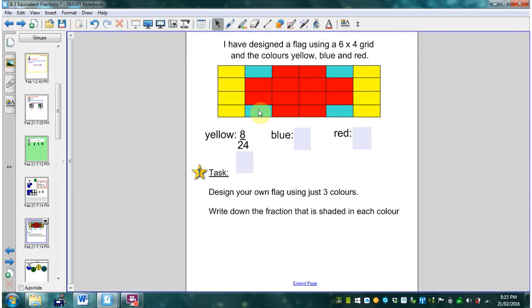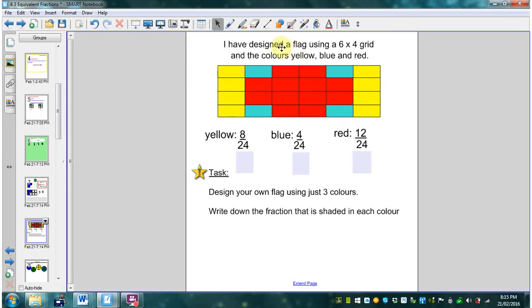Okay, blue, I have 1, 2, 3, 4 out of how many total? 4 out of 24. And red, I have 1, 2, 3, 4, 5, 6, 7, 8, 9, 10, 11, 12. I have 12 out of 24 shaded.